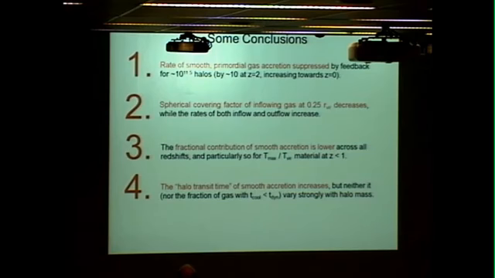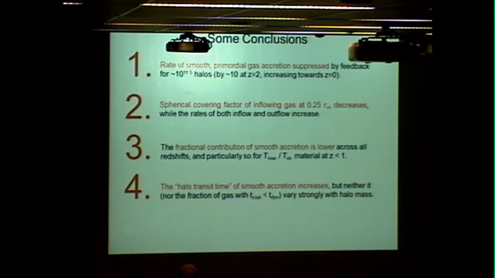So I've shown that the rate of smooth primordial gas accretion is suppressed by the introduction of the Illustris feedback model for massive halos. The spherical covering fraction of inflowing gas near the galaxy decreases, though the rates of both inflow and outflow increase substantially. This is a sign of the recycling. The fractional contribution of smooth accretion is lower, particularly so for material with a cold temperature history at redshift 0, which is almost entirely suppressed.